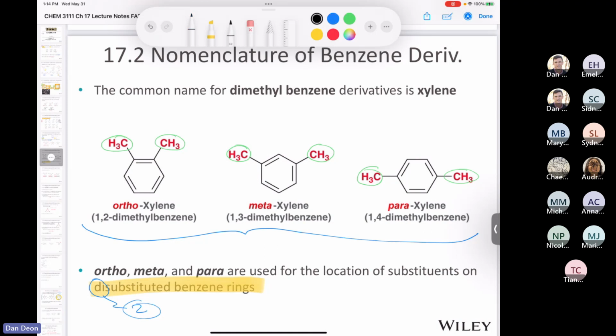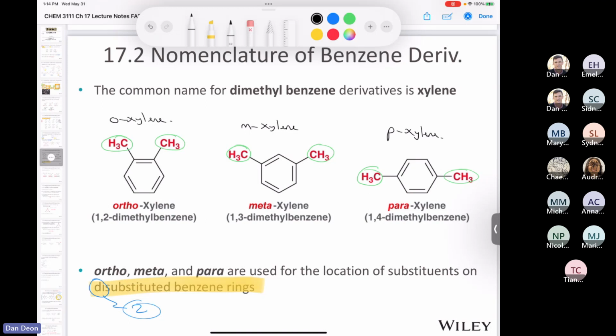You can even shorten this to O. This is not a joke. You can shorten it to just O-xylene. You can shorten this one to M-xylene. And you can shorten this one to, you guessed it, P-xylene. Okay, they're all perfectly acceptable.